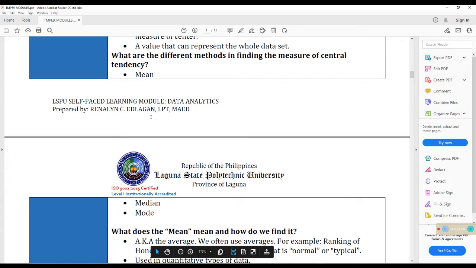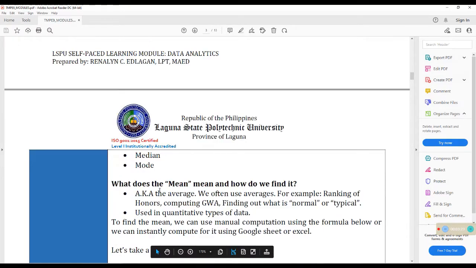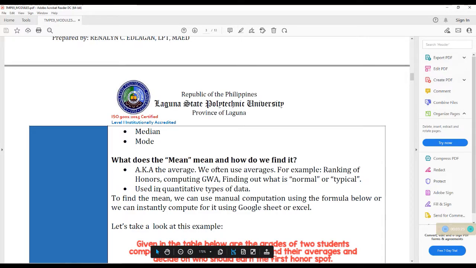So what are the different methods of finding the measure of central tendency? So there are 3. We have finding the mean, finding the median, and finding the mode. Let's start with the mean. So what does the mean mean? And how do we find it? So this is also known as the average.